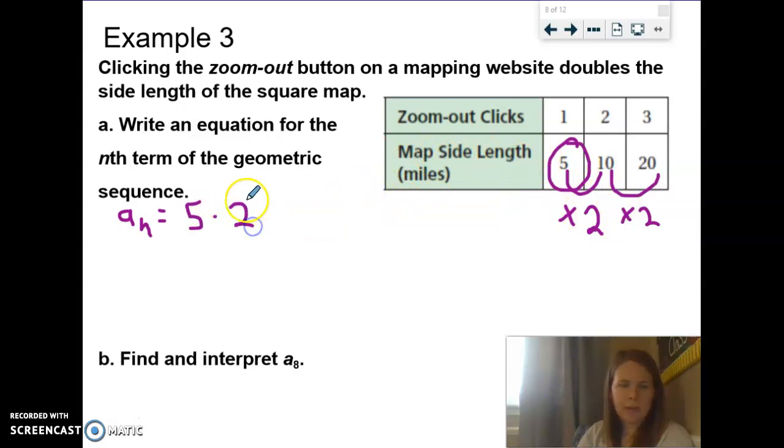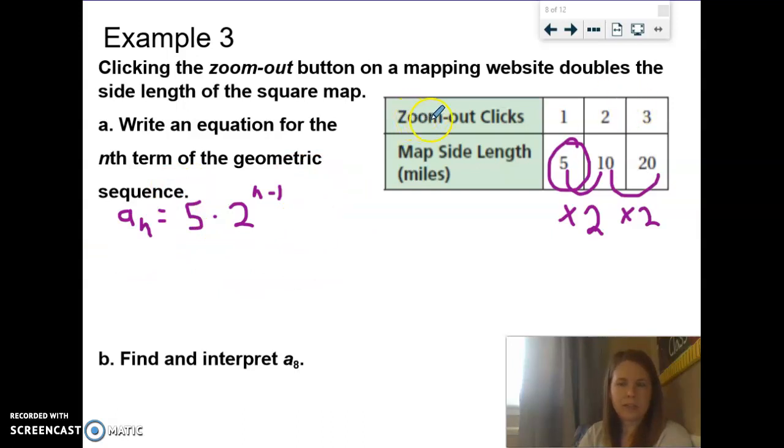And then I do have an exponent that's going to be attached to my common ratio. So I take n minus 1. And we don't know what power it is yet, so it's just n minus 1. And here's our basic formula for this equation. So I could use this equation to find any term that I want.